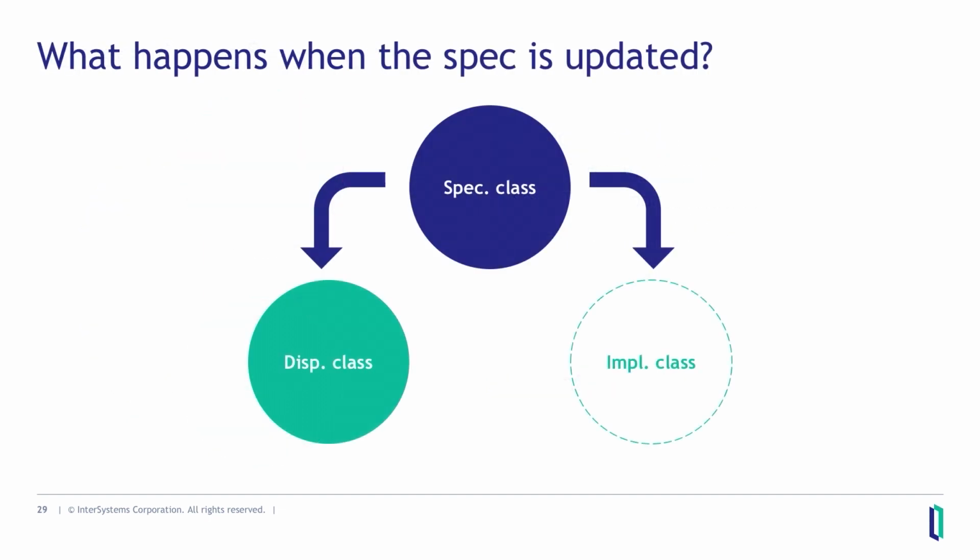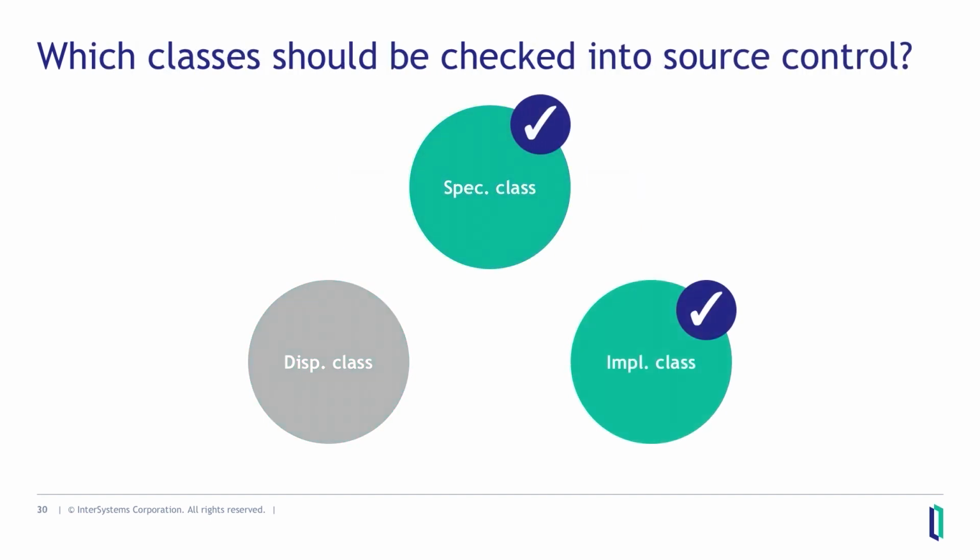When the spec is updated, we throw away the dispatch class and regenerate the URL map based on the updated spec. The implementation class, as I said, we modify non-destructively. We don't change your code or even delete code when a method or an endpoint has been removed or deprecated. As such, if you're keeping track of changes to this service using source control, which you absolutely should, the classes you want to check in are the spec and implementation classes, because the dispatch class is regenerated by compiling what's in the spec.